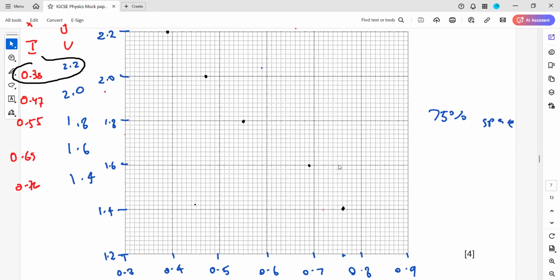Can we also start from the origin if we connect it before and after? Can we start from the origin? If you start from the origin, your graph will not be prominent. I'm not saying it's wrong. I'm saying you want it prominent, you want to cover 75% of your graph paper. So if you start from the origin, your values are not starting from 0 to 1.38. There's no value. So the best way is selecting a scale. You might lose a mark there.